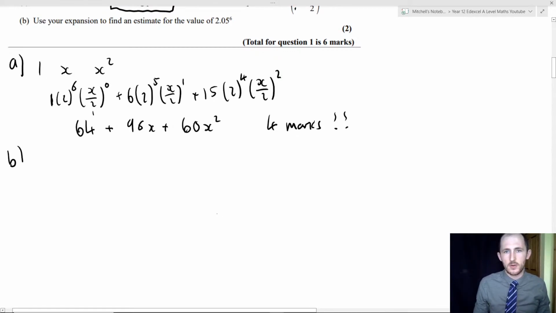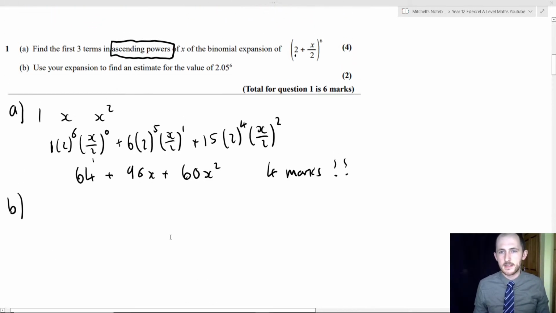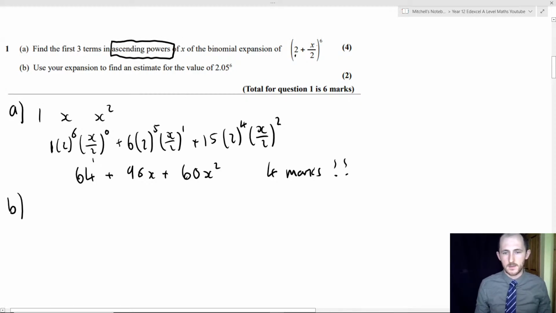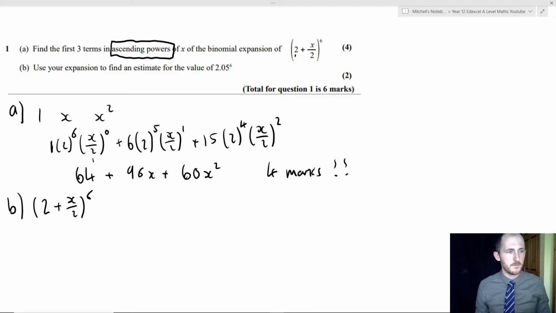It then says, using your expansion, find an estimate for the value of 2.05 times 10 to the power of 6. So, if you notice, this power here is going to be the same as this power here. Always. Okay? So what they're saying is we have the expansion for this. Right? And I want the expansion for this. So what I want to do is I want to know, what do I sub in for x in order to get the estimate? And what we do here is we work out what x is.